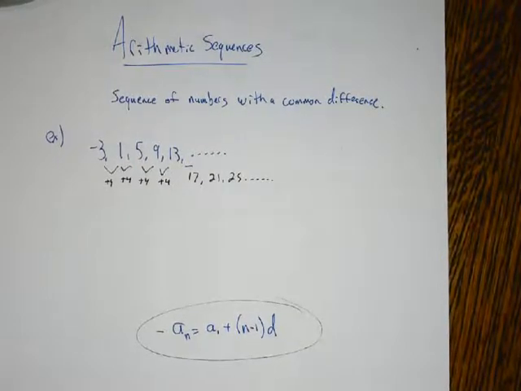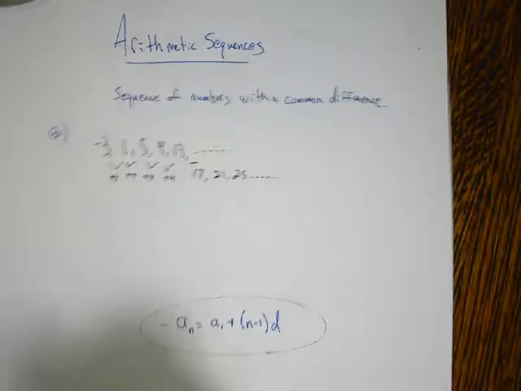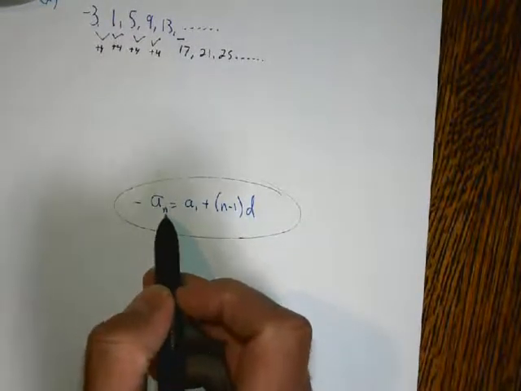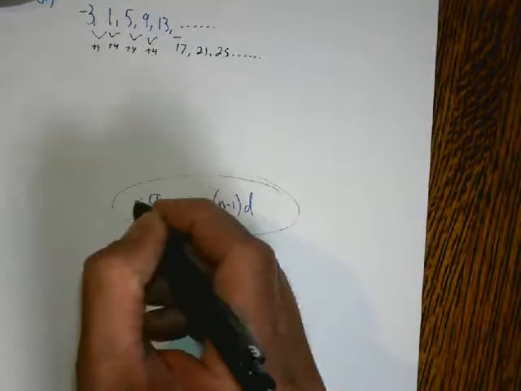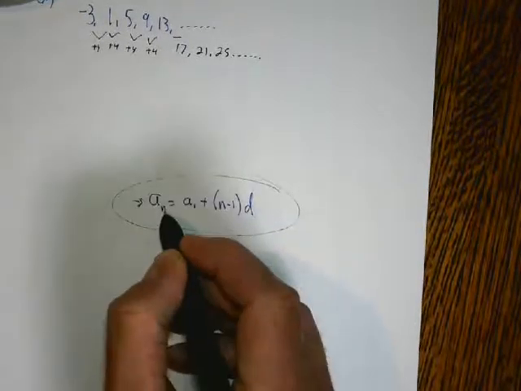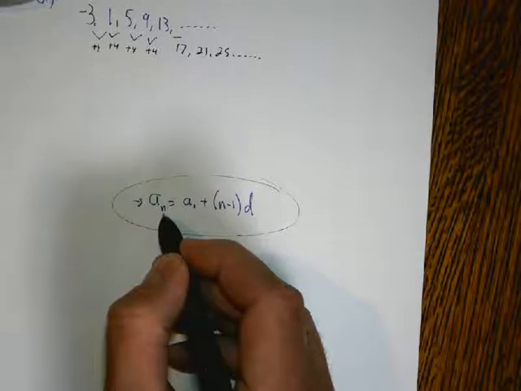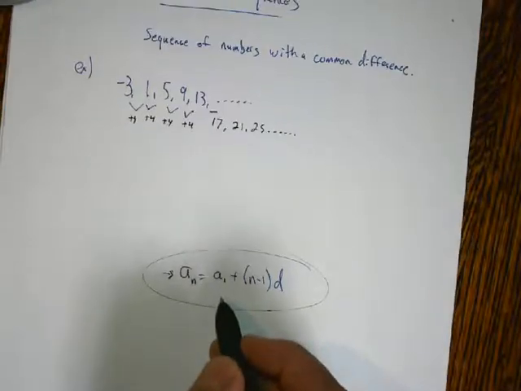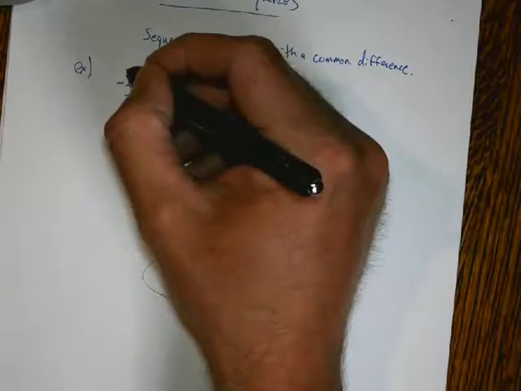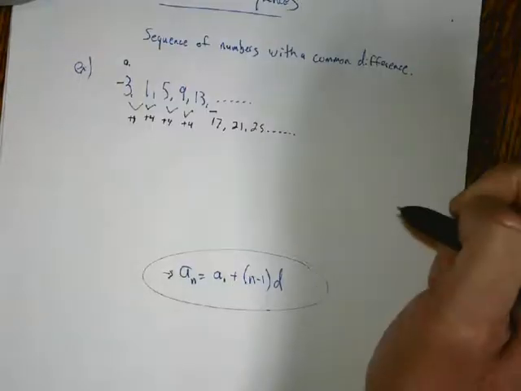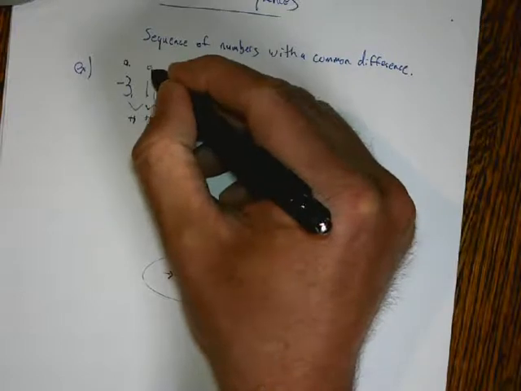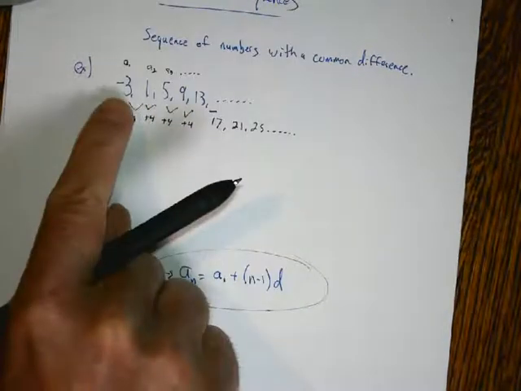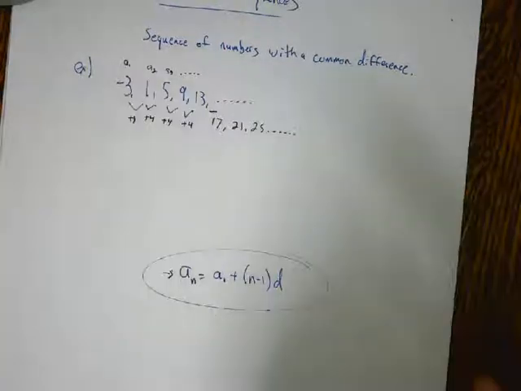Now, there's a couple things that we have to define here. In this formula, we have what's called the a sub n. This subscript means it's the nth term in the sequence. A sub 1 means it's the first term in the sequence. So, for example, -3 here is your a sub 1. 1 is a sub 2. 5 is a sub 3, and so on. This means it's the first term, second term, third term, and so on.